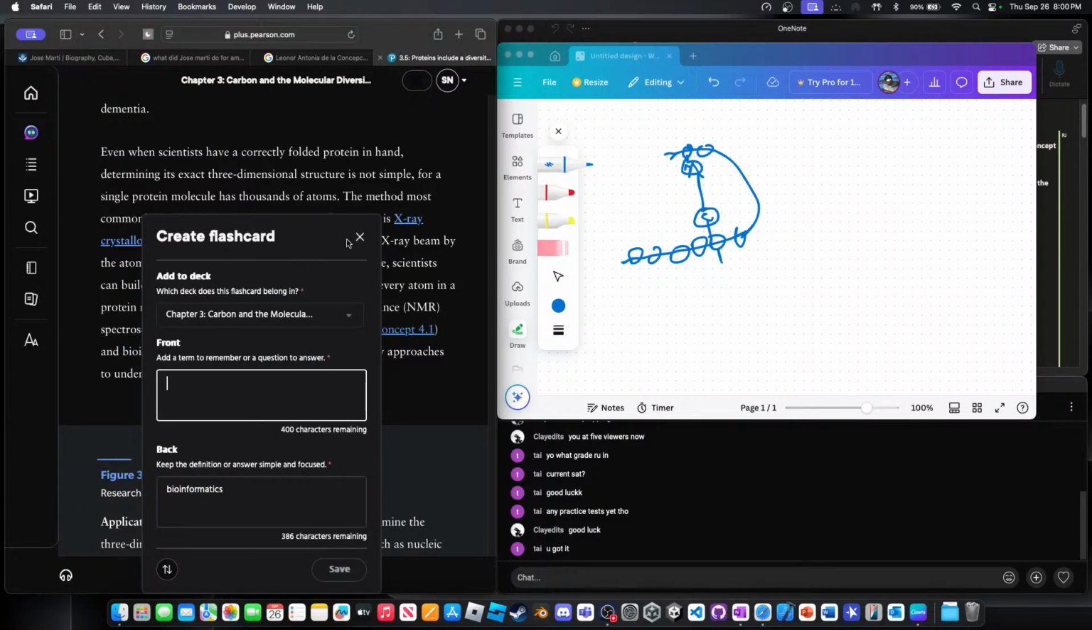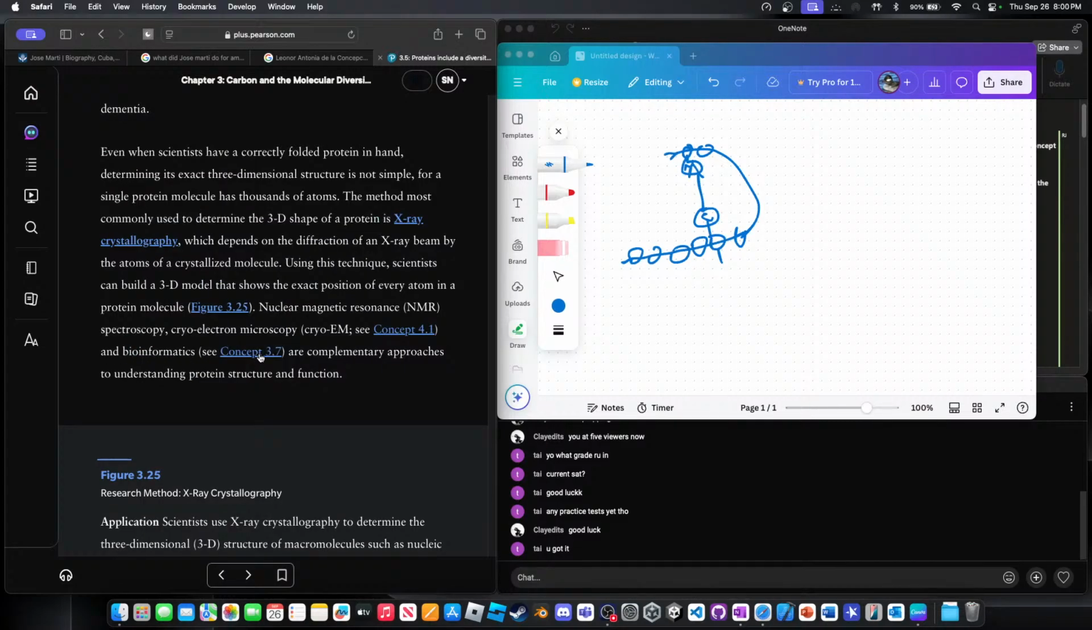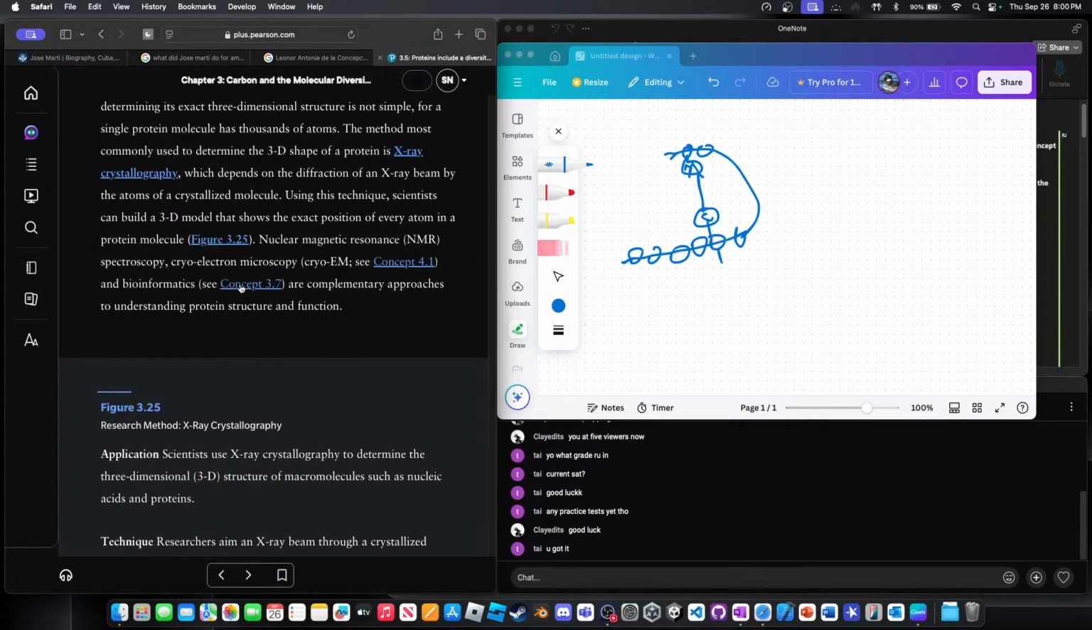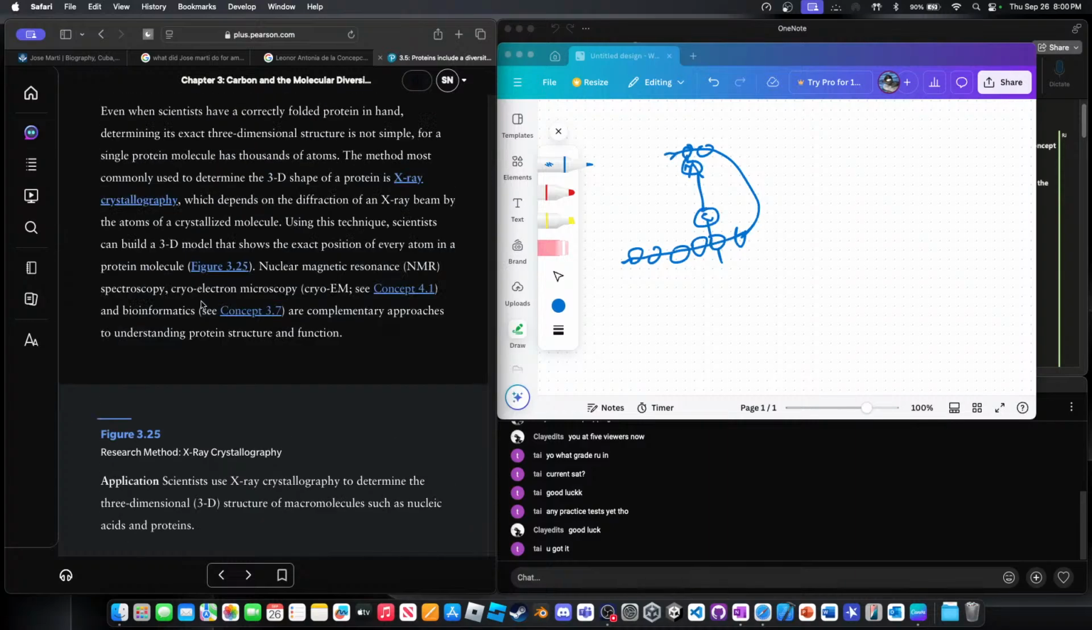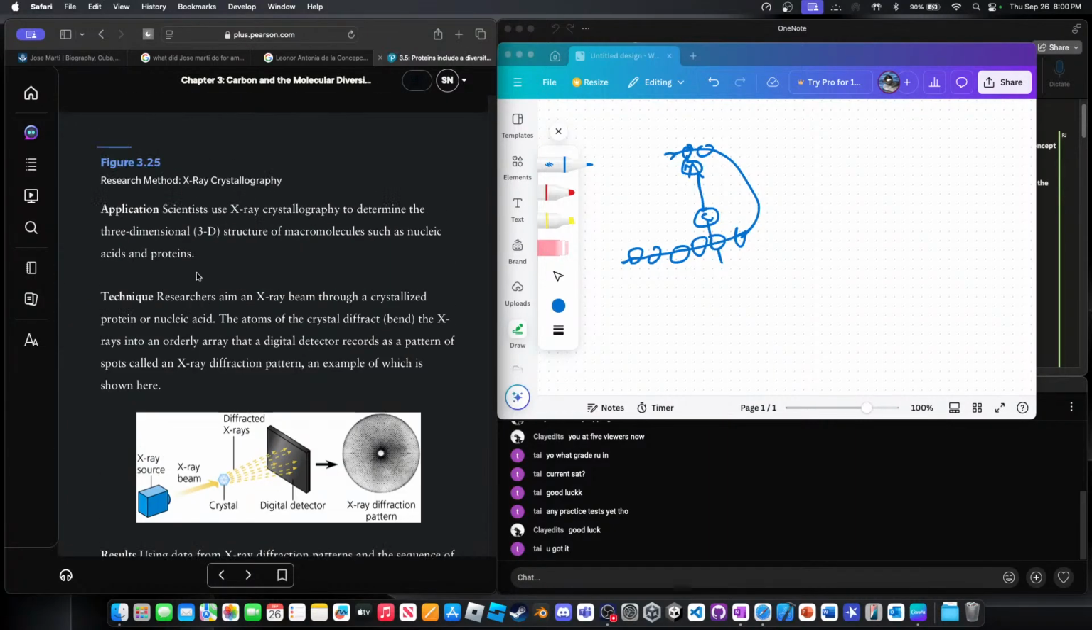Bioinformatics 3.7. Let's take a look, actually. 3.7, hello. 3.7, lead me to 3.7. It's not doing anything. Oh, it's probably here. Here's X-ray crystallography. Oh, it's 8 o'clock, yeah. Goodbye, AP Bio. I will see you later.